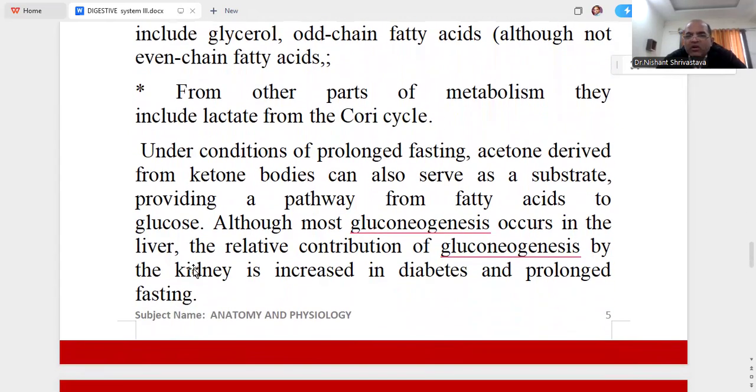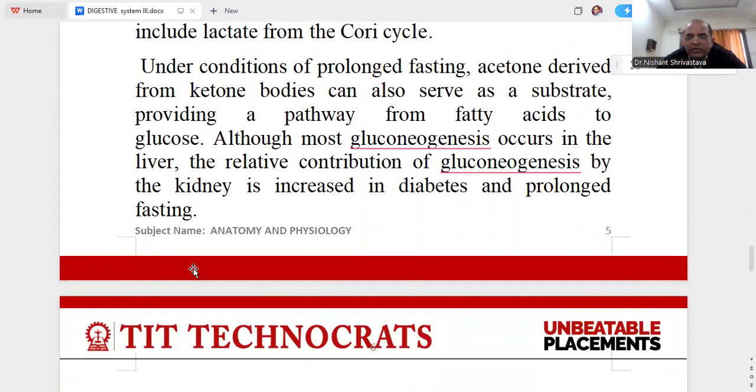So under conditions of prolonged fasting, acetone derived from ketone bodies can also serve as a substrate, providing a pathway from fatty acid to glucose. Although most gluconeogenesis occurs in the liver, the relative contribution of gluconeogenesis by the kidney is increased in diabetes and prolonged fasting.